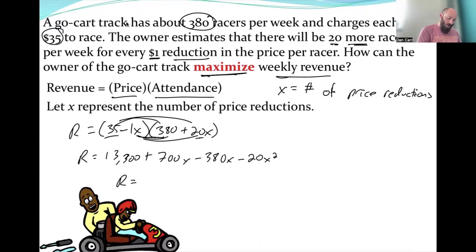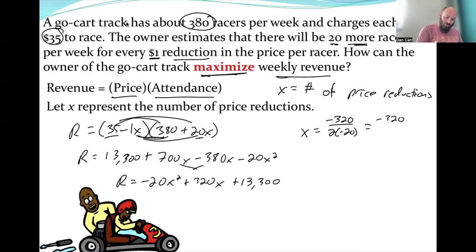Combine my like terms here. So R is going to equal, now I'm going to rearrange it, negative 20x squared. Put these two together. So 700 minus 380 gives me a positive 320x plus 13,300. Okay, so we want a maximum revenue. So I could go and graph this, or I can do my x equals negative b over 2a. We can do this with just our algebraic methods if we wanted to. So I do negative b, that'll be negative 320 over 2 times negative 20. So that's going to be negative 320 divided by negative 40. When I reduce it, that's x equals 8.